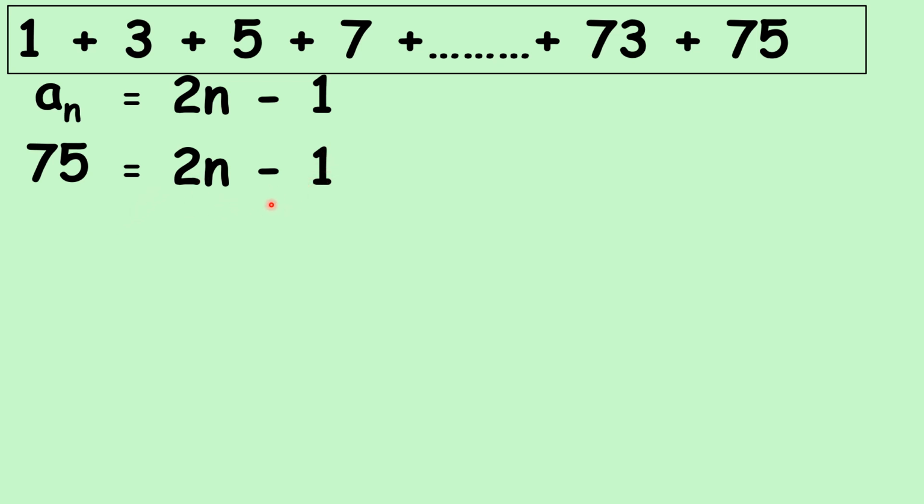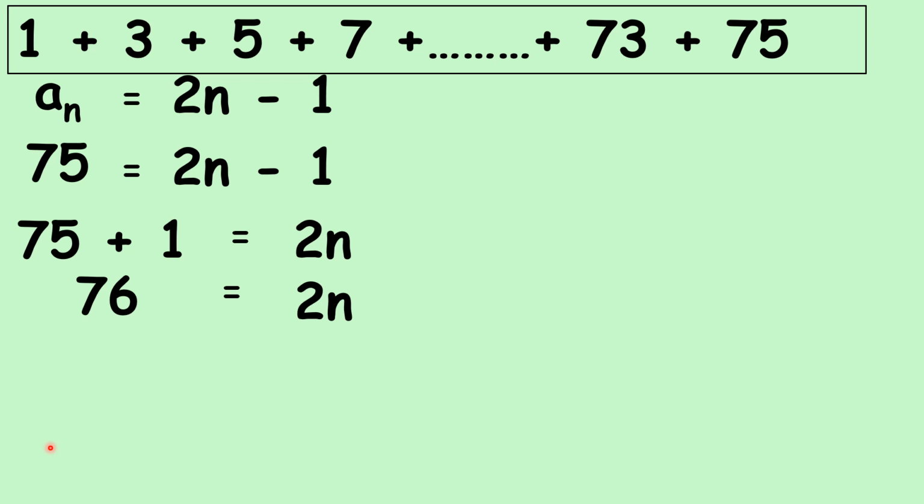We'll solve this equation. We'll take minus 1 to the left-hand side, so it becomes positive. So we now have 75 plus 1, and that will be equal to 2n. So 75 plus 1 is 76, and that's equal to 2n. For us to solve for n, we divide both sides by 2. We're dividing by the coefficient of n, and the coefficient of n is 2. The coefficient is simply whatever is multiplying the variable of interest. Our variable of interest is n, so the coefficient of n will be 2.